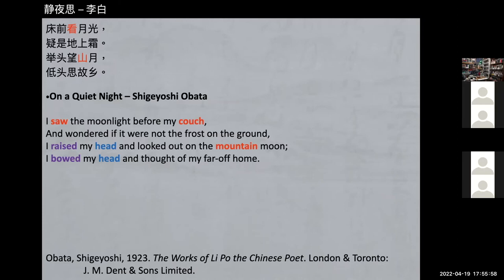The moonlight lies bright before my couch. How do we call this repetition of L?